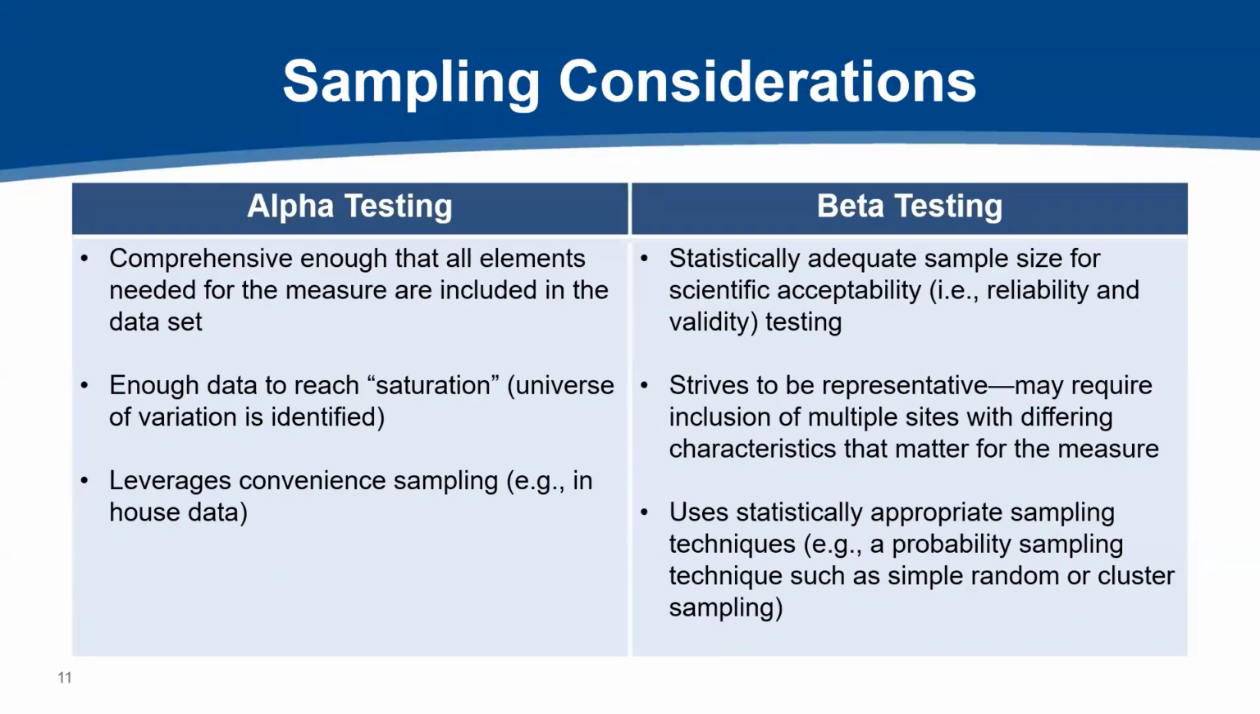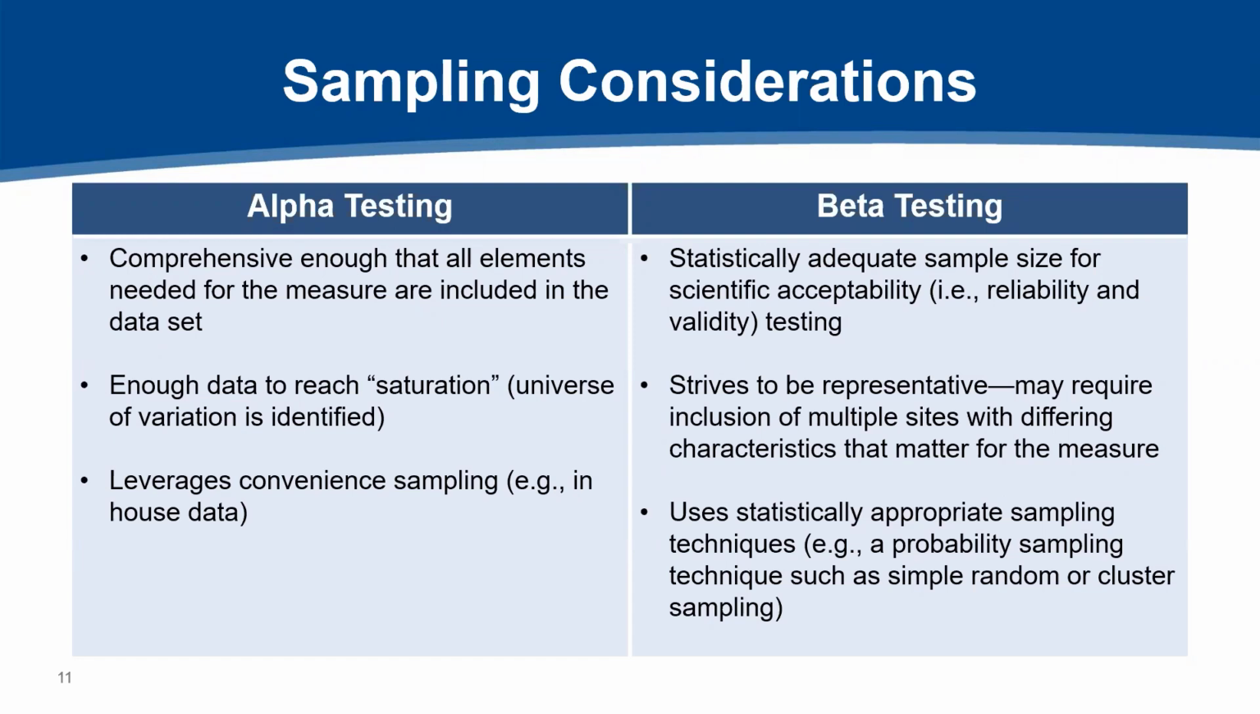So we foreshadowed some sampling considerations when we talked about the different scope of alpha and beta testing. But to flesh out some more of these ideas, alpha testing, again, is just comprehensive enough that all the data elements that are needed for the measure are included in the data set. You only need enough data to reach saturation, which refers to the condition where the universe of variation has been identified. So in terms of sampling techniques, alpha testing generally relies on convenience sampling. So you're using the data that you have available or that you have easy access to.